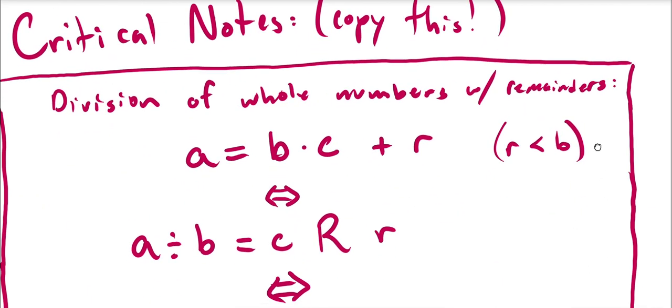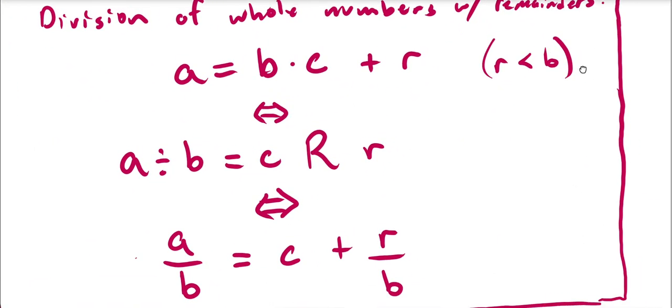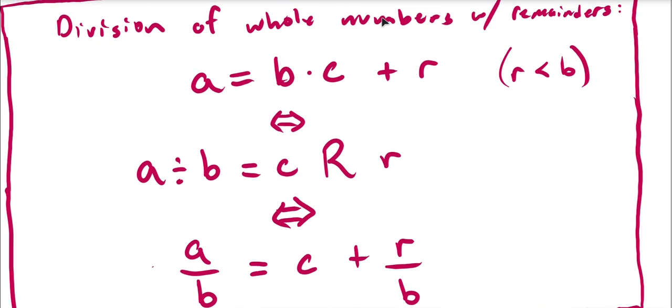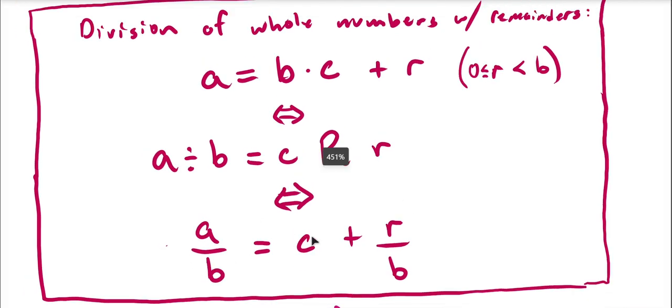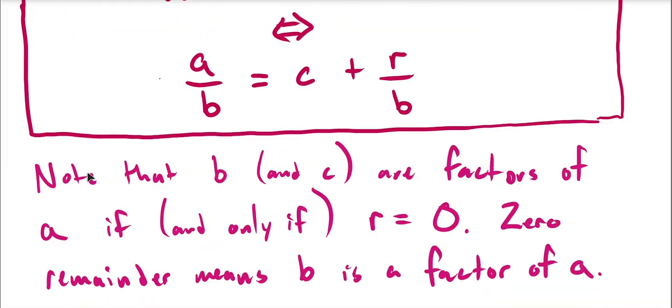I think that merits some critical notes. Copy this down. Here is the meaning, or the 3 equivalent statements, of division by a whole number. If I have a equal to b times c plus r, where r is a non-negative number less than b, then we can say that a divided by b is c, remainder r. Or we could say that a over b is c plus r over b. Notice that b and also c are factors of a if and only if the remainder is equal to 0. 0 being a remainder means that b is a factor of a.